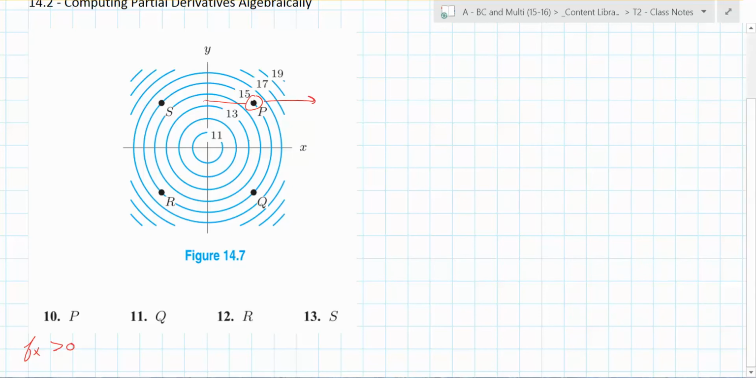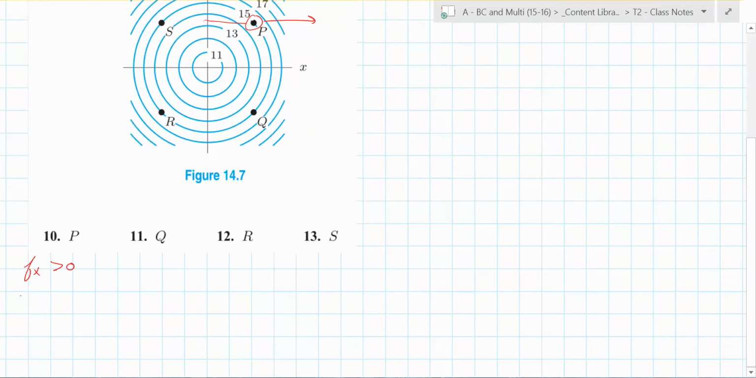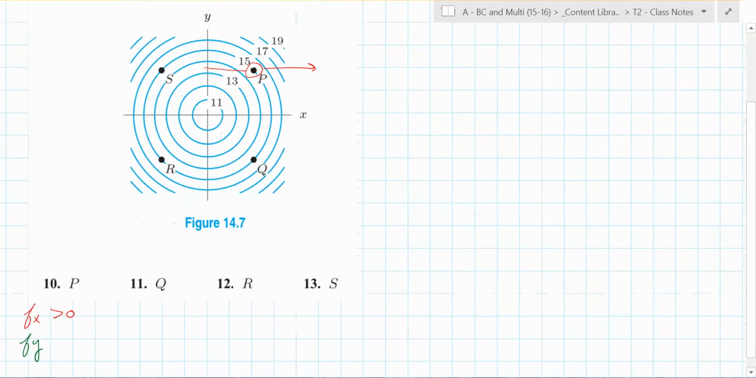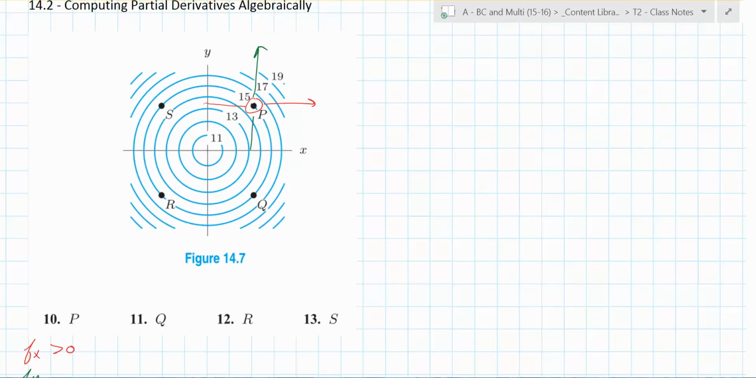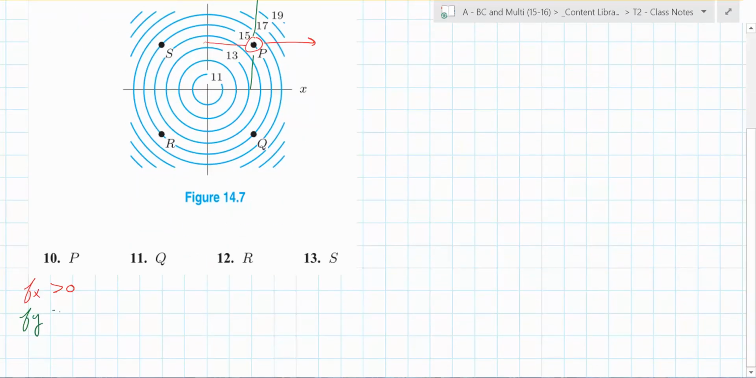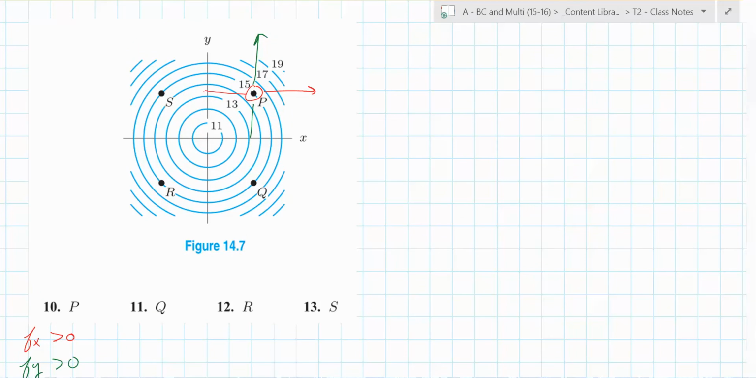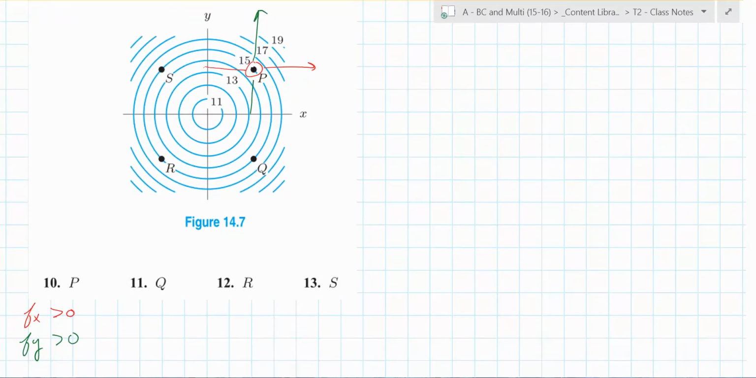And let's use green here for this one. So when you do fy, what's constant when y is changing? X is constant, so you're going up like this. As you're walking in that direction, are you going uphill or downhill? Uphill, exactly. Then you do the same thing for each of those.